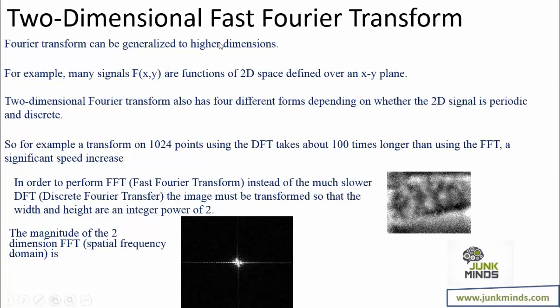So now let's see what is two-dimensional fast Fourier transform. In discrete Fourier transform, the time taken to process or transform an image is directly proportional to the square of the number of points present in the image. For example, a transform on 1024 points using DFT takes about 100 times longer than the FFT, which is a lot of time. That is why FFT is done.